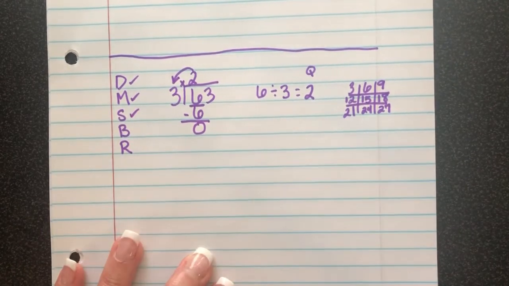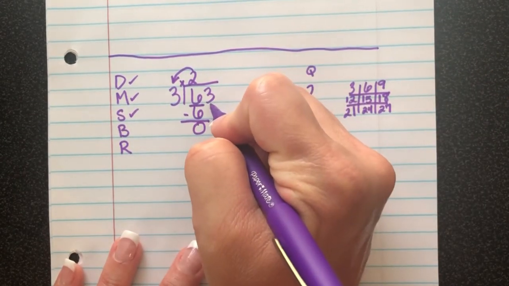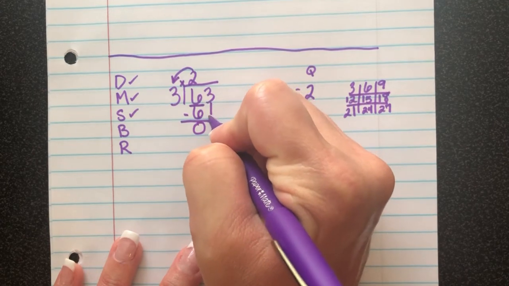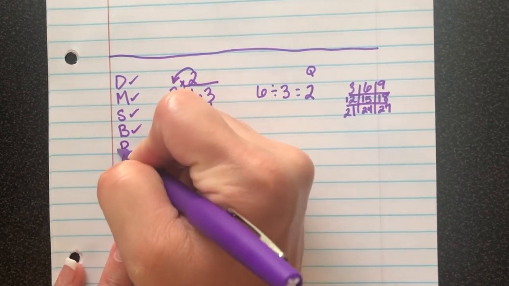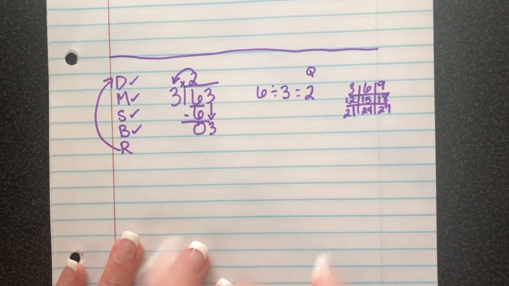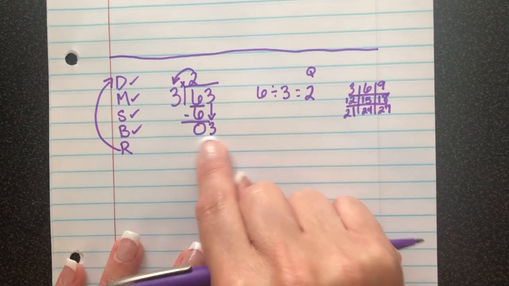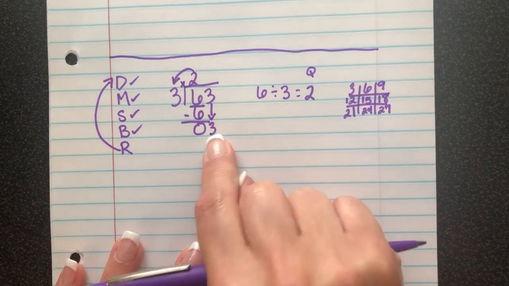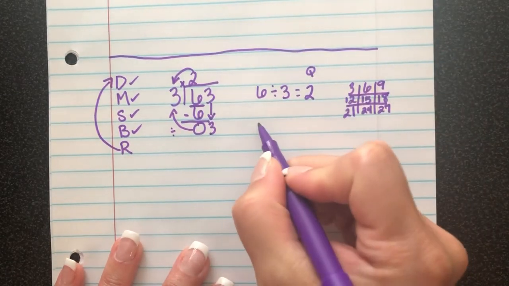We've subtracted. Now I need to bring down. I'm going to bring down this 3, put it next to the 0, and I have the number 3. From there, I need to repeat the process. Start over and repeat. That means starting with division. Remember, once we've divided the first digit up here, we don't divide from the top anymore. We divide down here, with what's left over. So I'm going to divide 3 divided by 3.